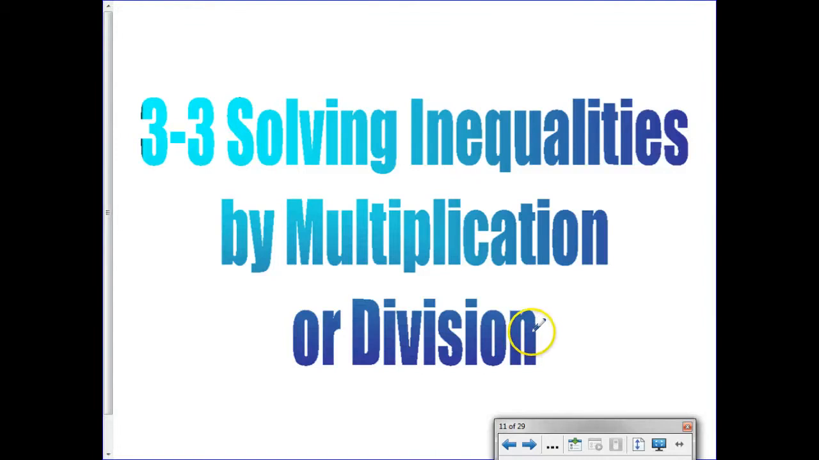Hi everyone, Chapter 3, Section 3. Today we're solving inequalities again, but we'll be doing it using the property or the operations of multiplication or division.